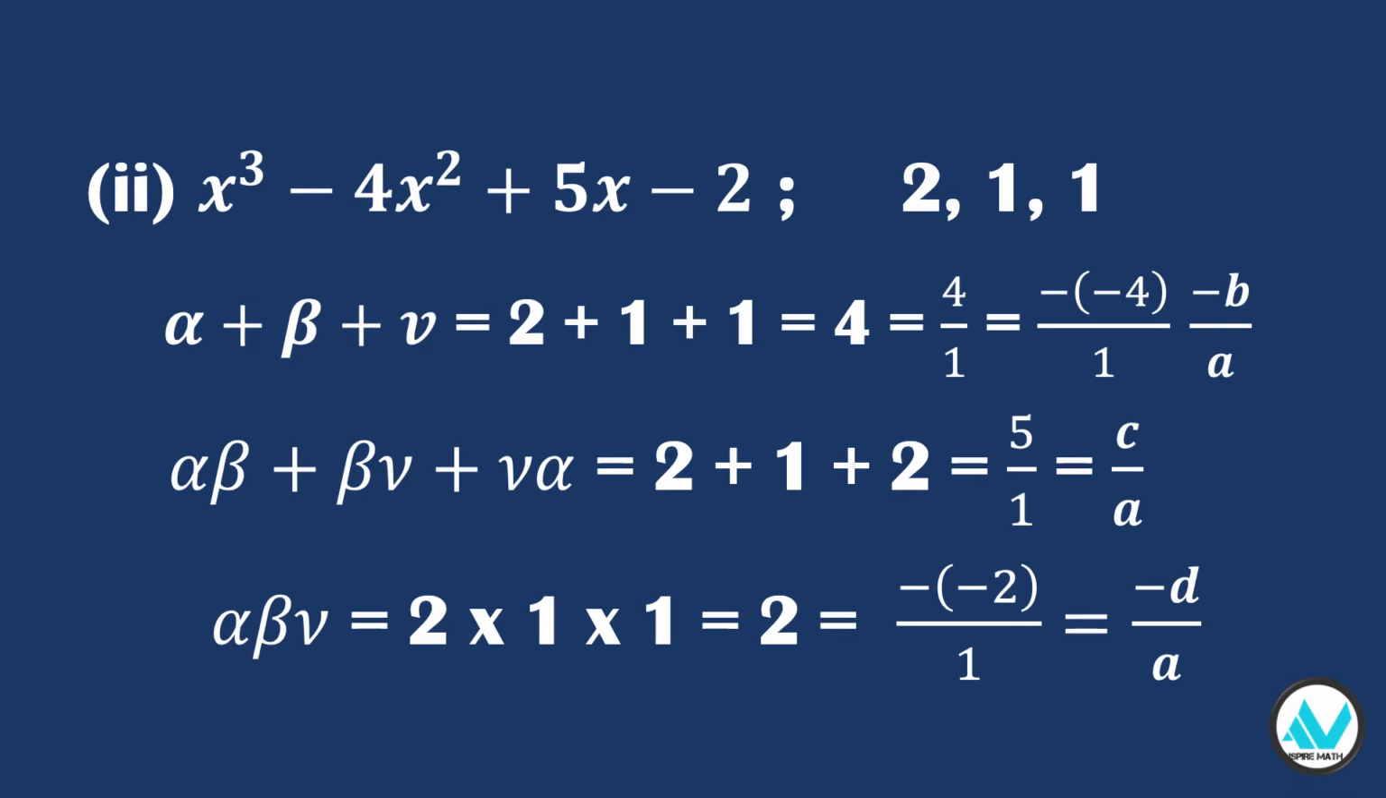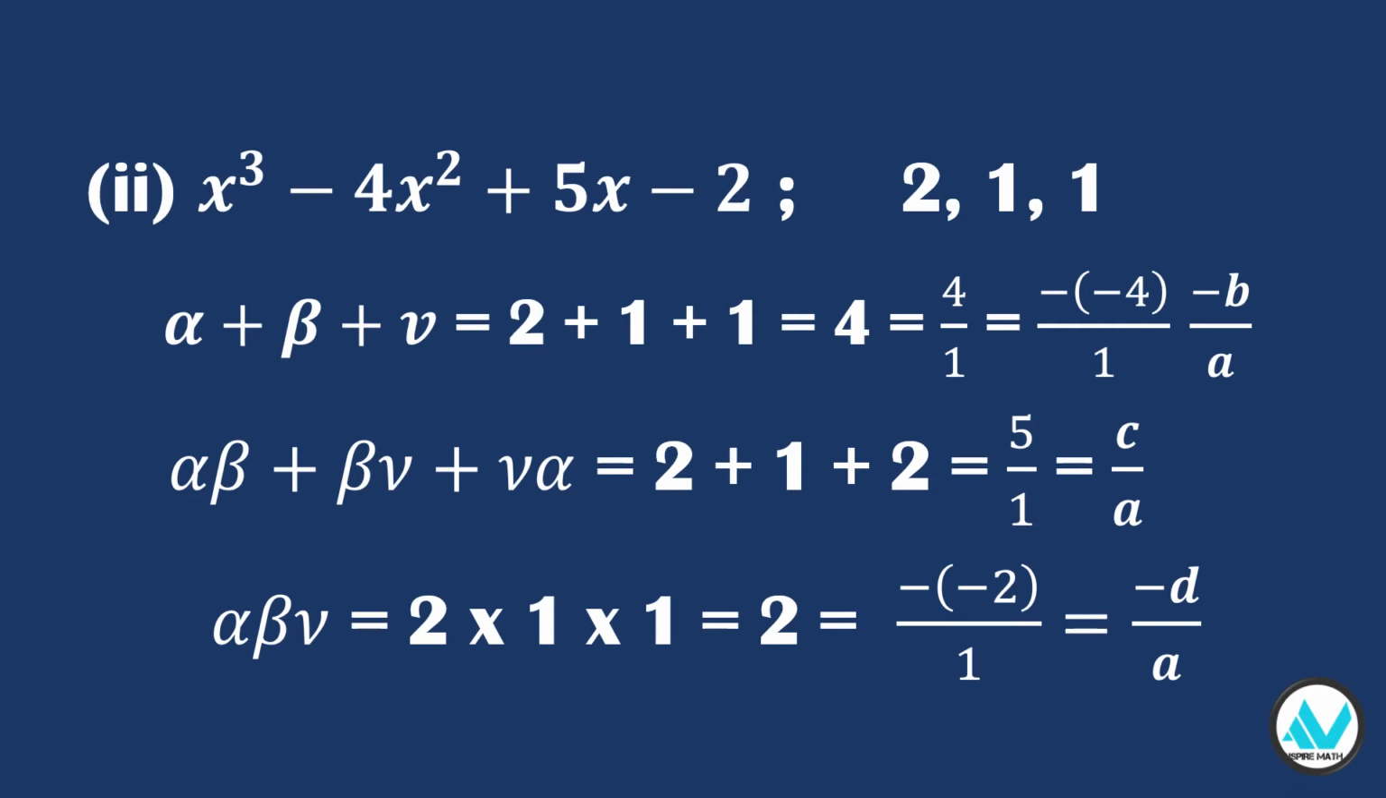5 is nothing but my c and 1 is nothing but my a. Therefore, the second condition is also satisfied. Now the third condition, that is product of the zeros, alpha, beta and gamma. So 2 into 1 into 1, which gives me 2. Now this can be rewritten as minus of minus 2 by 1. Now minus of minus 2 by 1 is nothing but minus d by a, because d is nothing but my minus 2 and a is nothing but my 1. So my third condition also is verified.